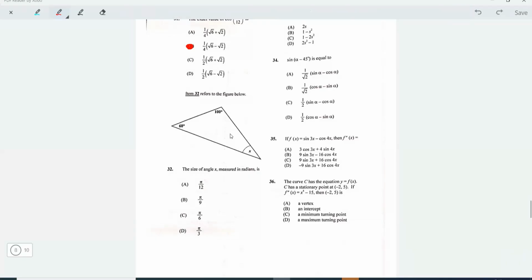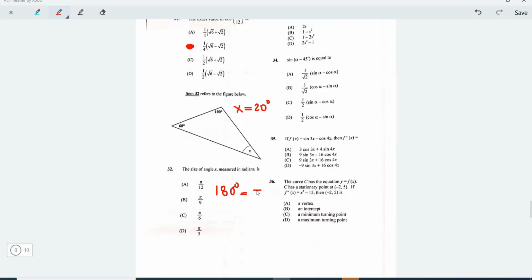This question now says, item 32 refers to this figure, find x. Well, looking at this, x equals 20 degrees straight away. Angles in a triangle sum to 180. So x equals 20 degrees. But if x is 20, we need to convert 20 degrees to radians. But remember that 180 degrees is pi, right? 180 degrees equals pi.